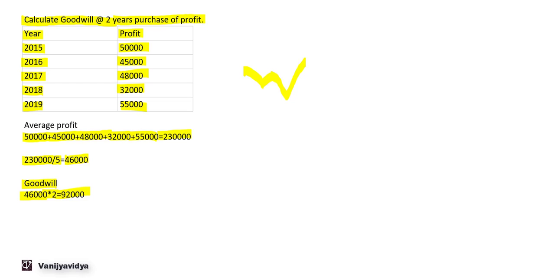So this was about how to value the goodwill as per average profit. If we see the fluctuating trend in the profit, then we use simple average. If there is a clear increasing trend in the profit for the past 5 years, 10 years, whatever we take, then we use the weighted average method.